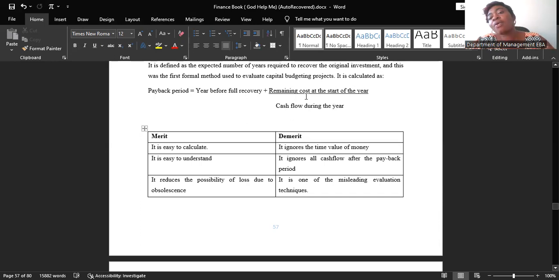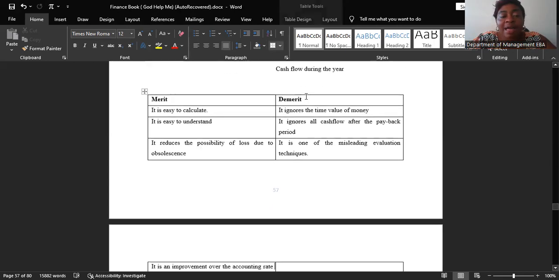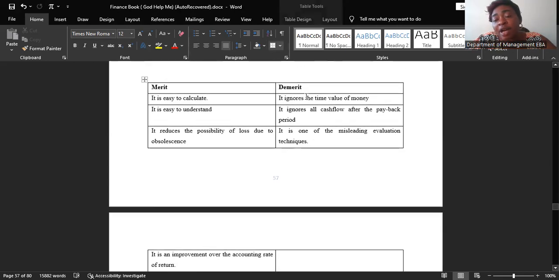When you get to solving a question, you should understand that this type of capital budgeting or investment evaluation method is easy to calculate and easy to understand, right? It reduces the possibility of loss due to obsolescence. But it ignores the time value of money, which is very relevant in finance. It also doesn't take into consideration the cash flows that will be received after we have recovered our capital.